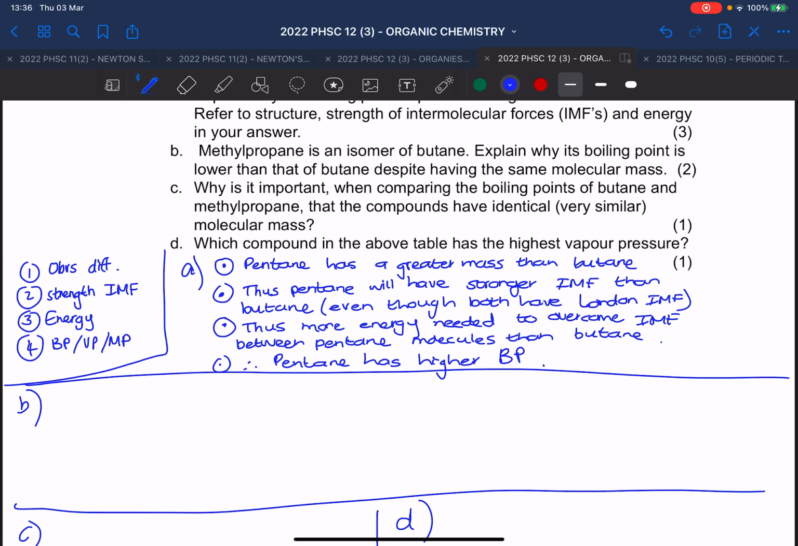Methyl propane is an isomer of butane. Explain why its boiling point is lower than that of butane despite having the same molecular mass. Okay, you can see it counts 2 marks. Last year they changed examiners. Previously I could have said, if it's 2 marks, they'll give a mark for that and for that. But the new examiners always change the way they mark things. So even for 2 marks, you're going to mention your 4 bullet points, because maybe they give marks for bullet point 1 and 3, or this year for bullet point 1 and 2, or whatever. So you stick with your 4, then you know you get your marks.